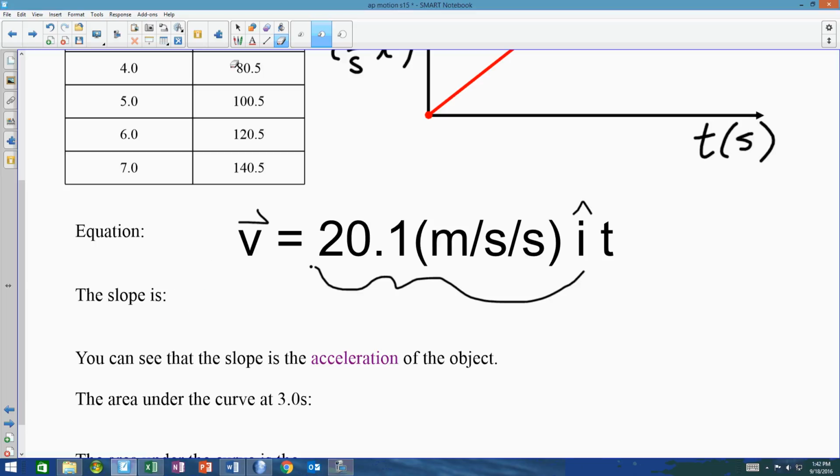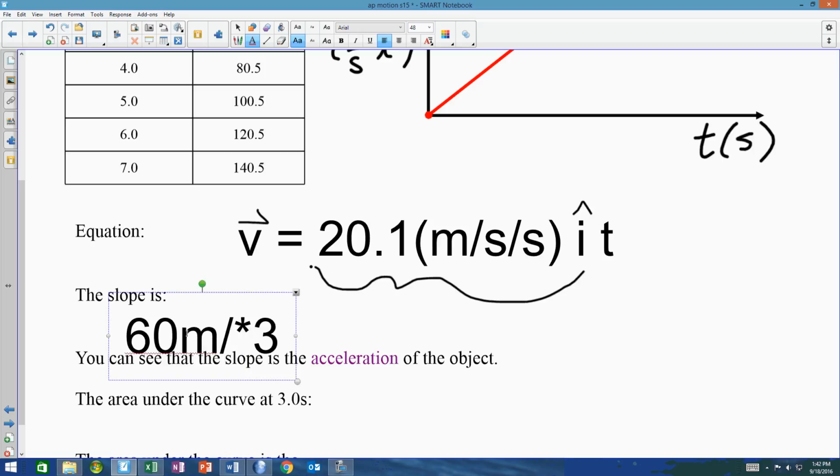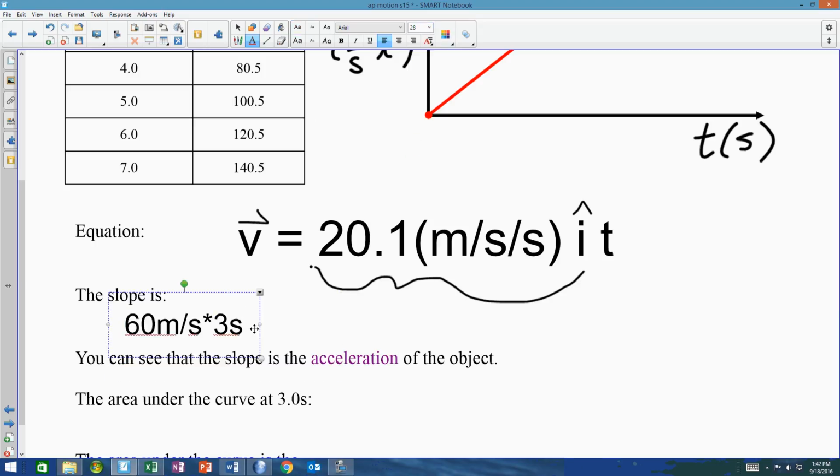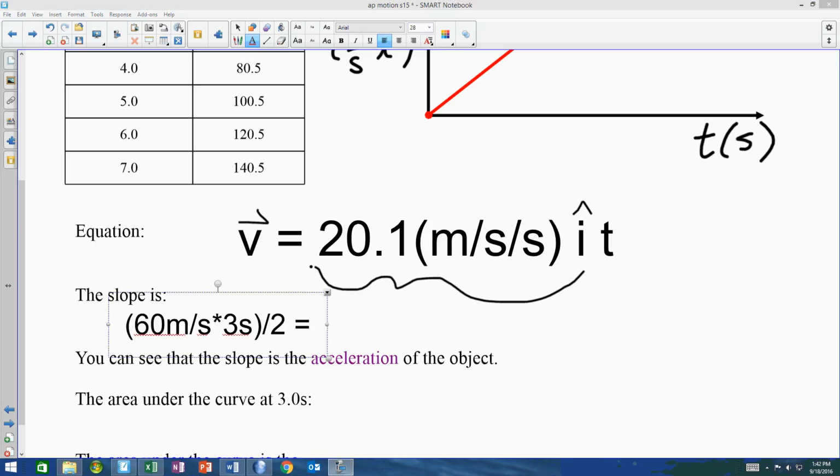Sorry, I meant it's 60 times 3, so let's write this out. 60 meters per second times 3 seconds. Now that gives us the area of the rectangle. We want the area of the triangle, so we're going to cut that in half. We're going to take that whole number and divide by 2. And so that ends up giving us 90 meters.